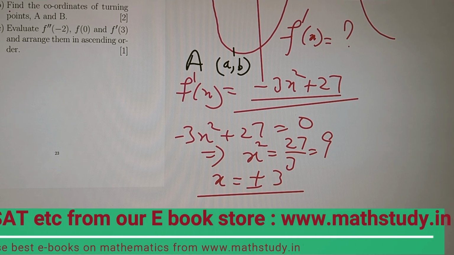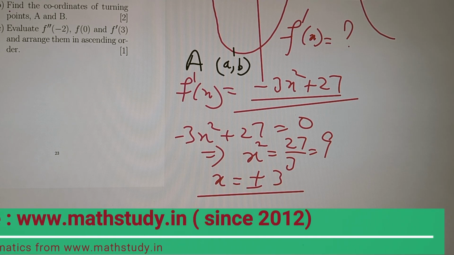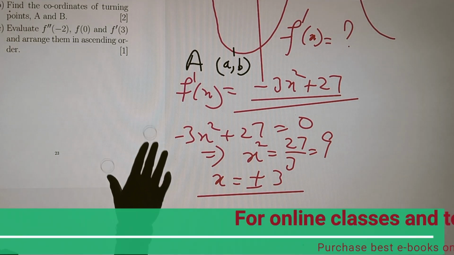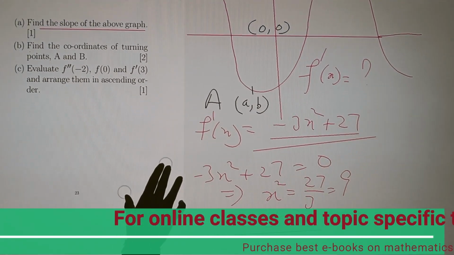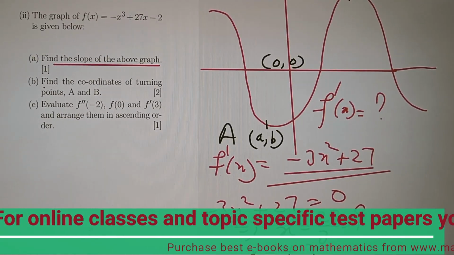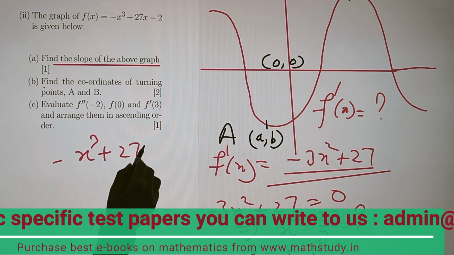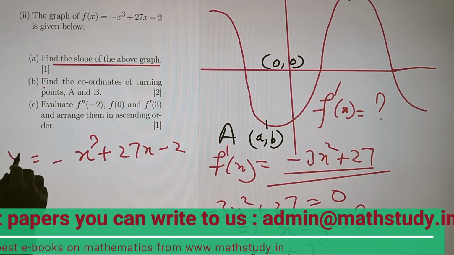Now we can easily find the y coordinate as well. How? Let's substitute minus 3 in the given equation. And what is the given equation here? We have the given equation this way: minus x cube plus 27x minus 2. This is equal to y basically.